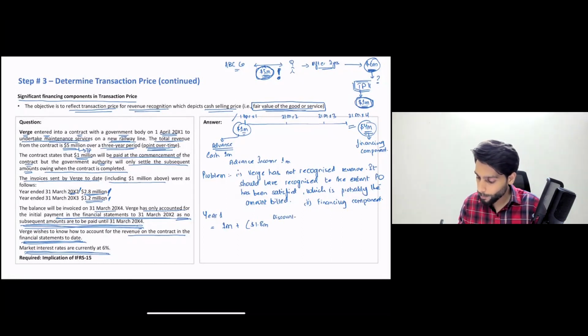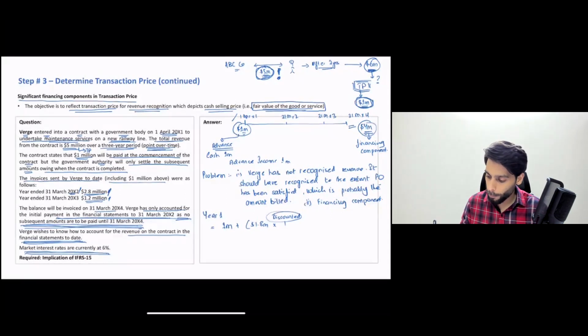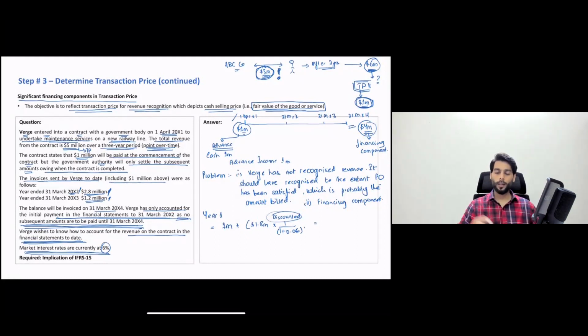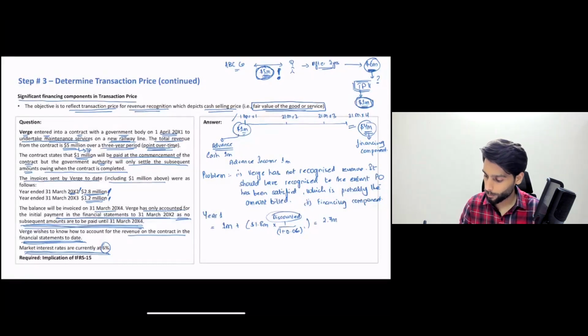And how do you discount that? You use a discount factor which is 1 divided by 1 plus the market rate, which is given as 0.06. So 1 divided by 1 plus 0.06. This is year 1, so we take a discount period of 1 period. So what you would be doing is 1.8 million divided by 1.06, plus 1 million, and this would equal approximately 2.7 million, 2.7 million worth of revenue.